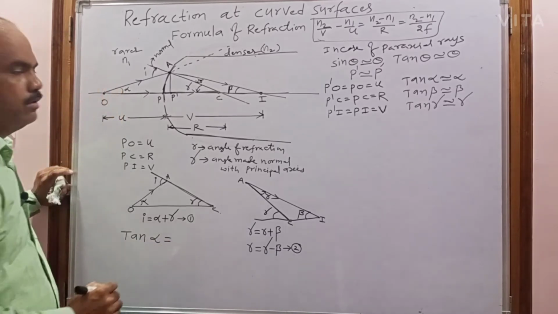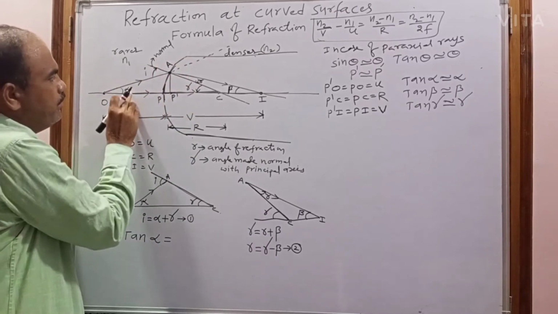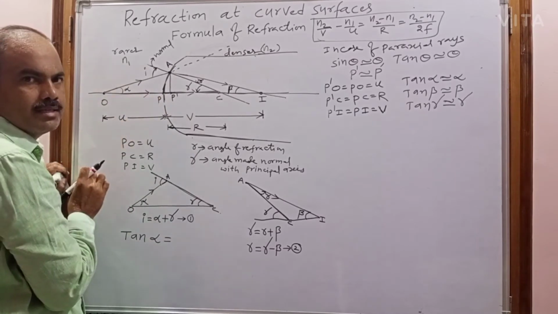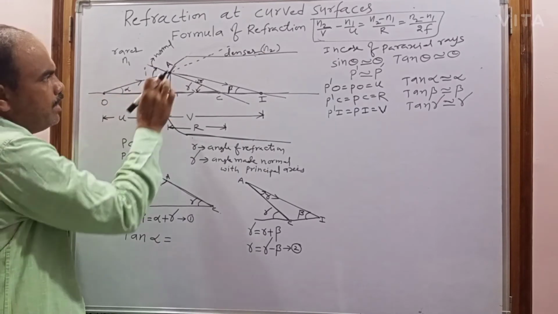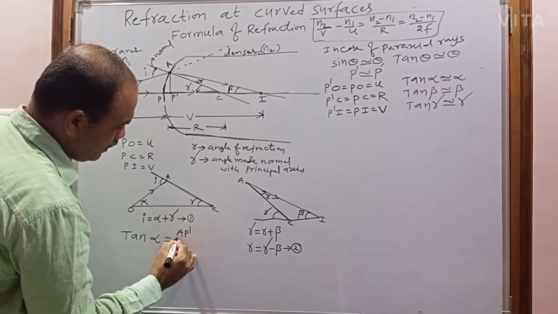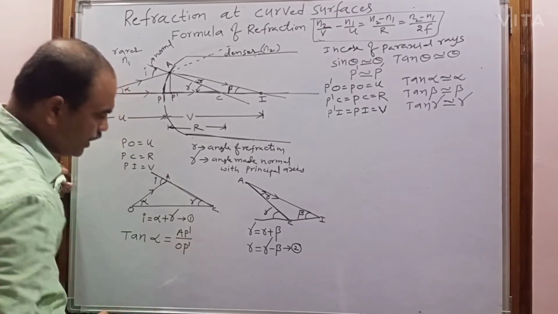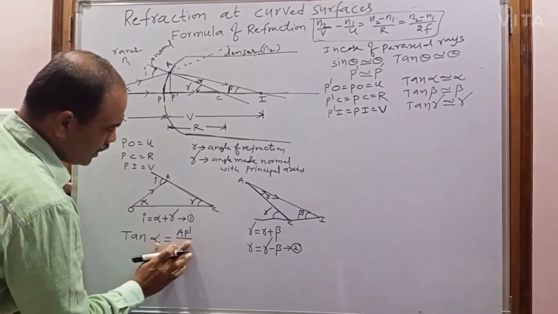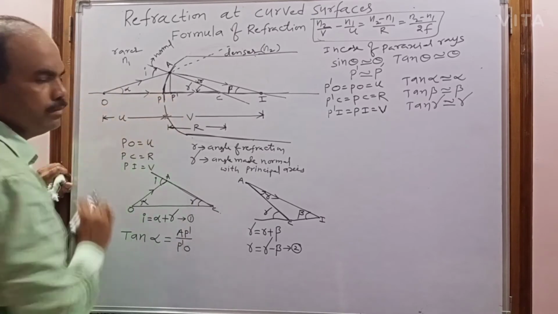So tan alpha, like tan theta, is nothing but opposite side by adjacent side. For this alpha, AP dash is the opposite side and OP dash is the adjacent side. So what is the tan theta formula? Opposite side by adjacent side. The opposite side here is AP dash, and the adjacent side is OP dash. OP dash can also be written as P dash O.